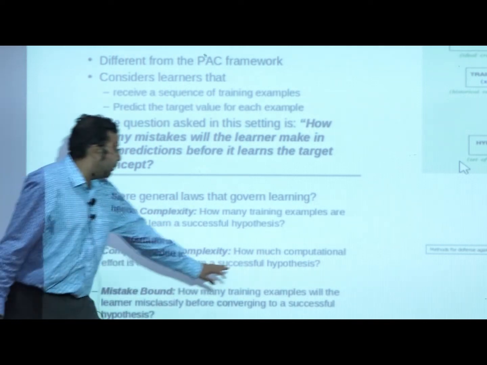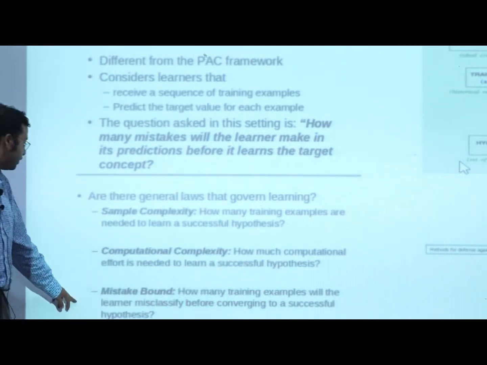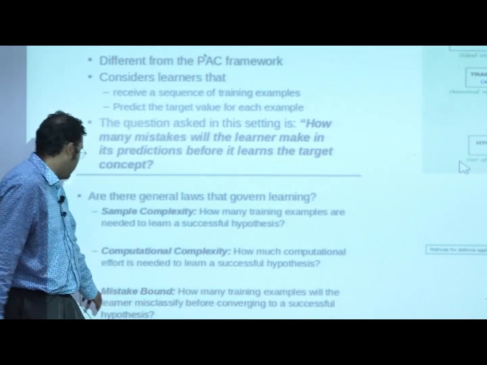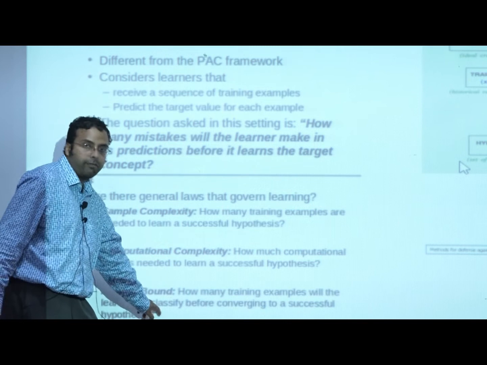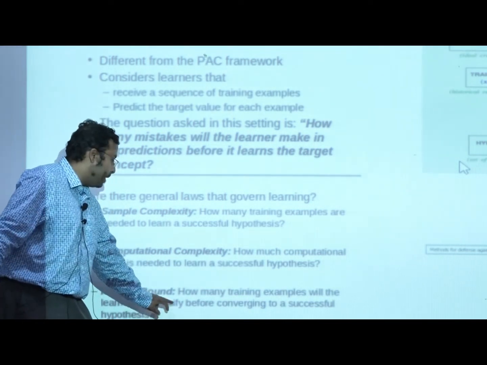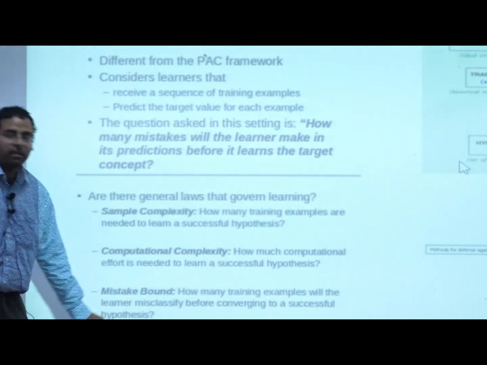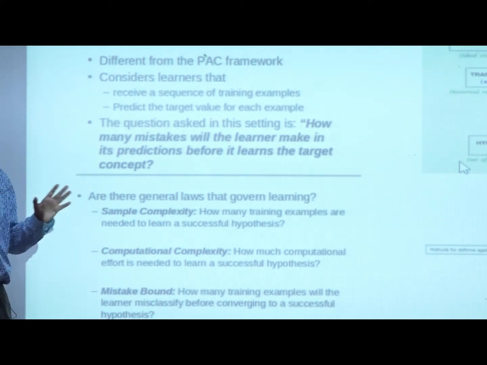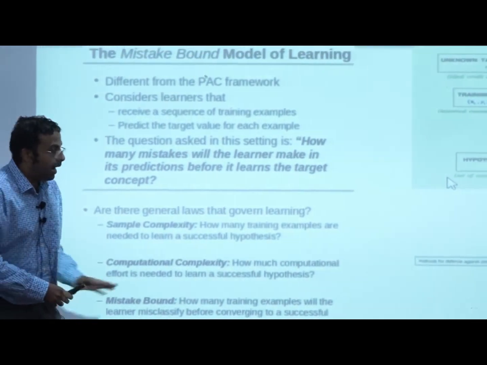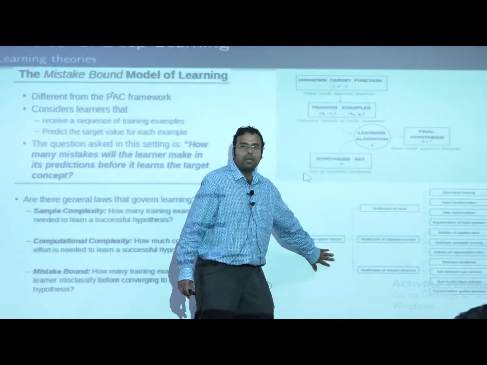So similarly, how much computational effort is required to learn a successful hypothesis? Time and space complexity. Mistake bounds is a combination of these two. How many training examples will the learner misclassify? Misclassify, not classify. Classify is already done. This is advanced classify, which is misclassify. How many misclassifications are okay before converging to a successful hypothesis? So this is a mathematical formulation of the previous interaction I showed between the adversary and the learner. Okay, similarly there are many others, and all these are used in defense mechanisms where we come up with an adversarial learning algorithm which may involve deep learning.